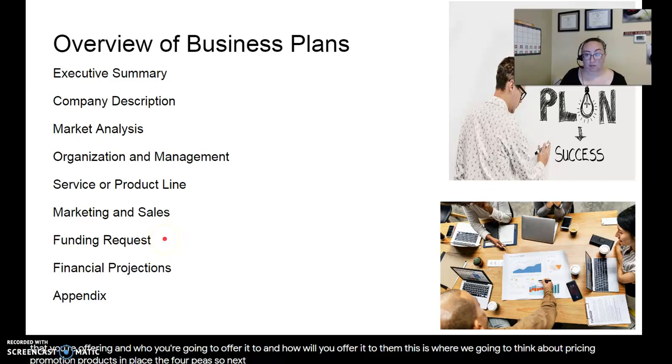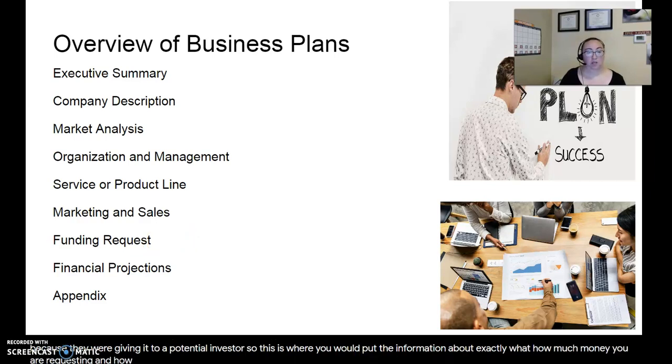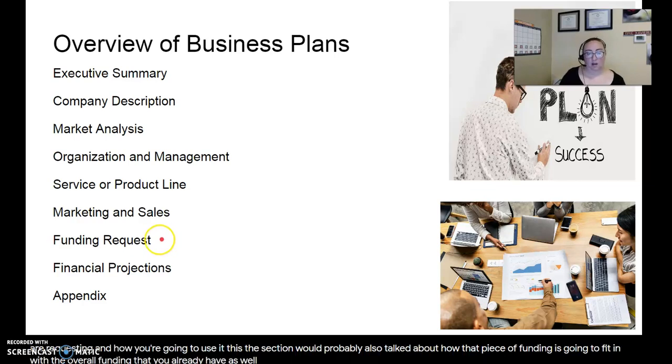So next, like in Mike's case, that business plan probably had a funding request because they were giving it to a potential investor. So this is where you would put the information about exactly how much money you are requesting and how you're going to use it. This section would probably also talk about how that piece of funding is going to fit in with the overall funding that you already have as well. You're going to want to have startup costs and all your other sources of funding listed in here as well.